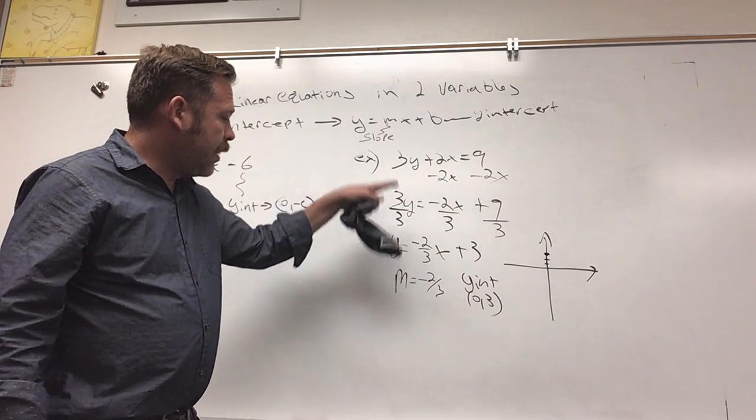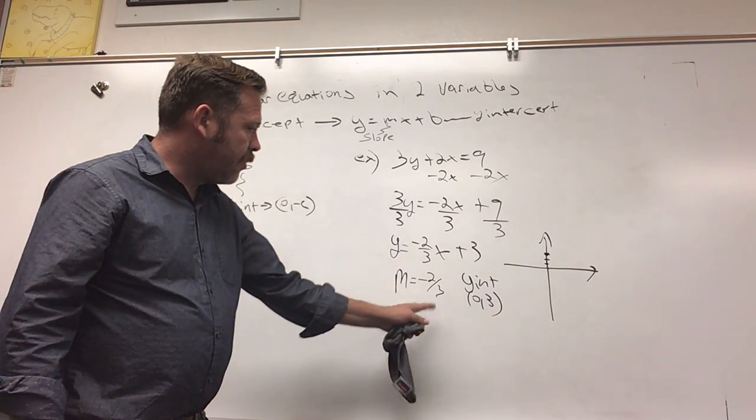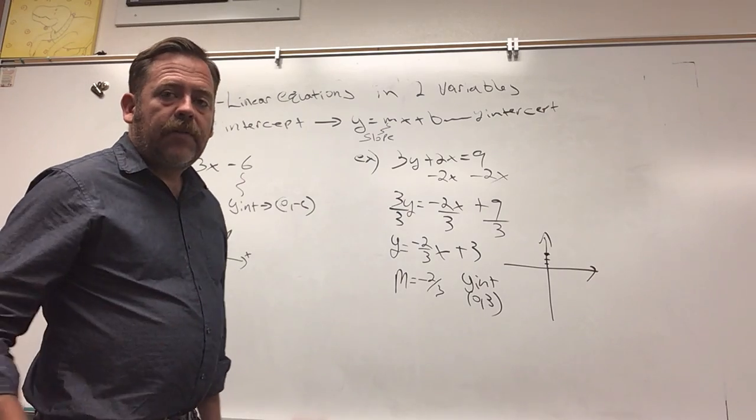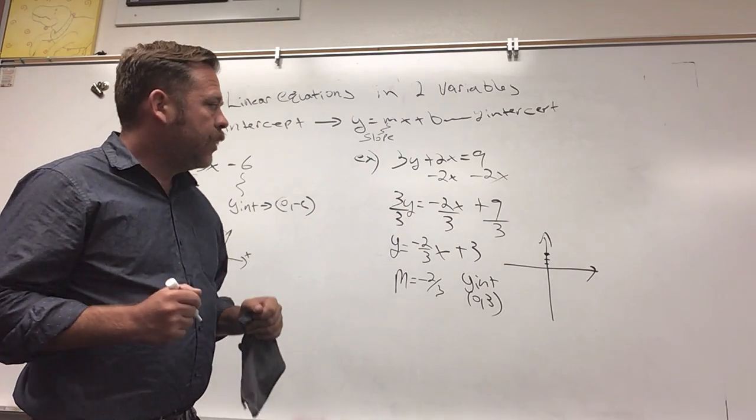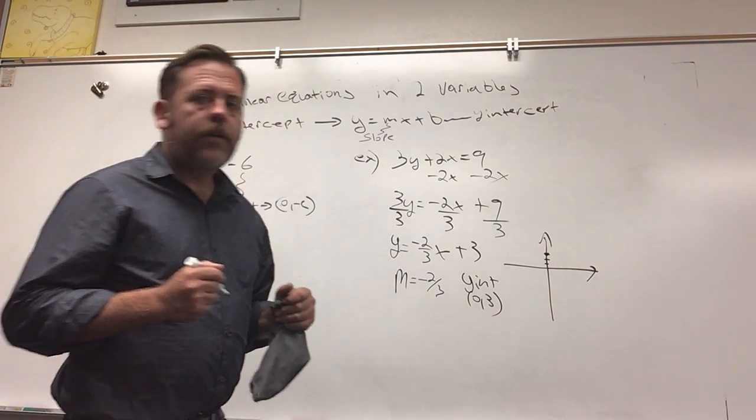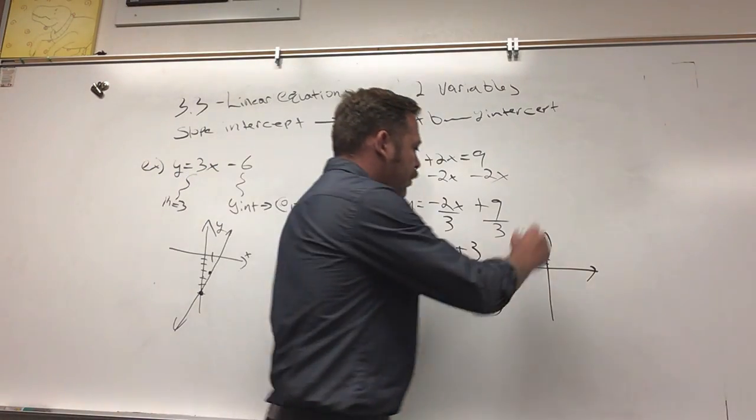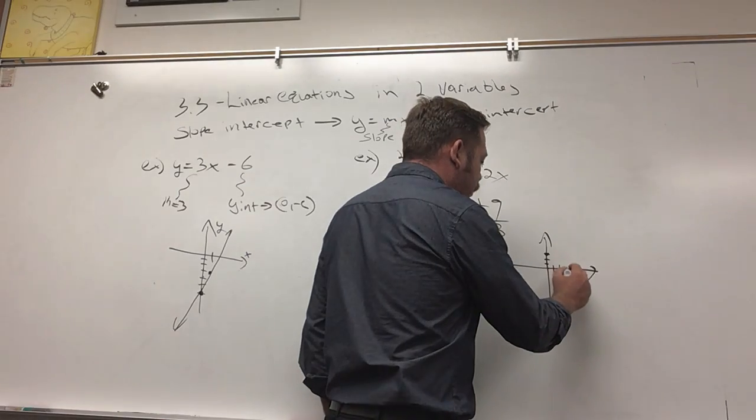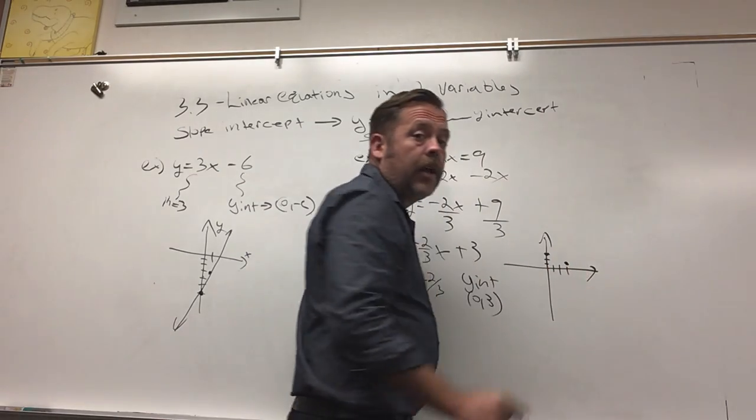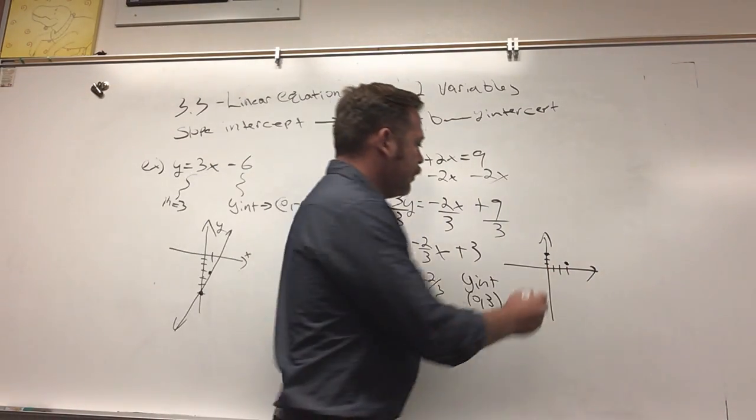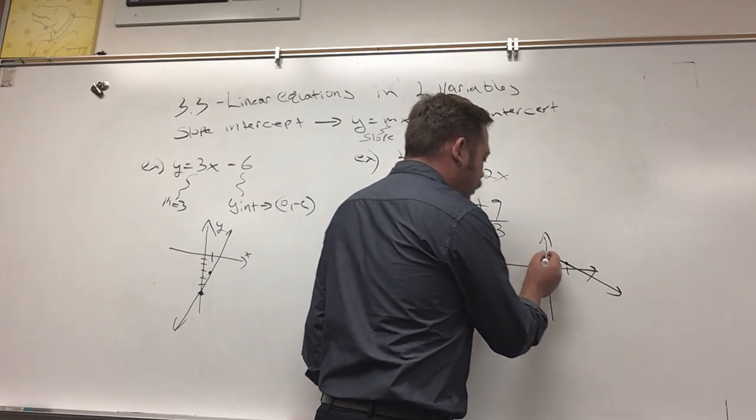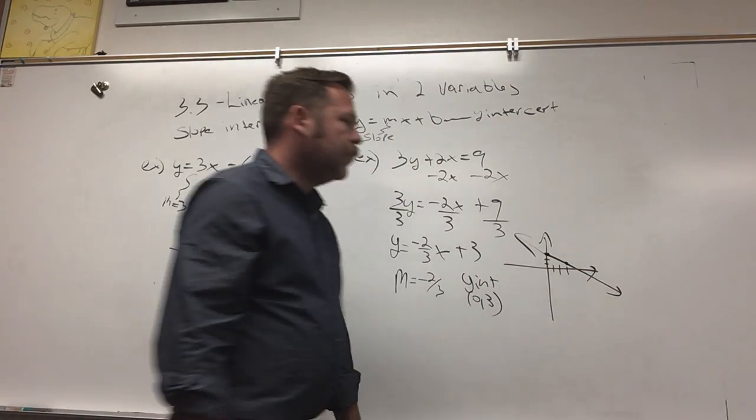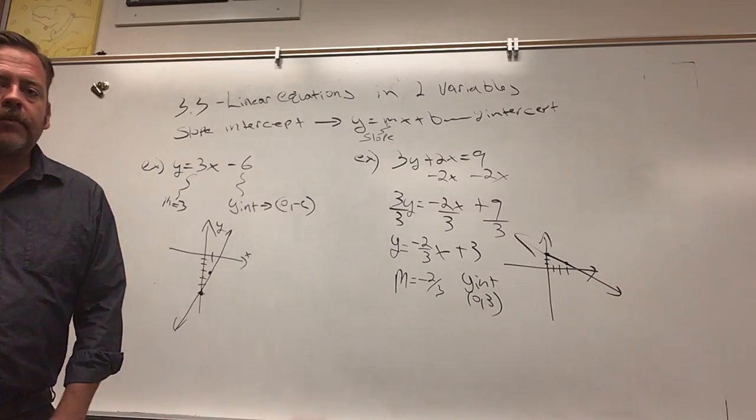And this says to go down 2 and to the right 3. So always left to right, just like you read a book, you do math left to right. So we go down 2, 1, 2, and we go to the right, 1, 2, 3, and then we connect the dots. And there's our line. Okay, what do you think? Pretty easy?